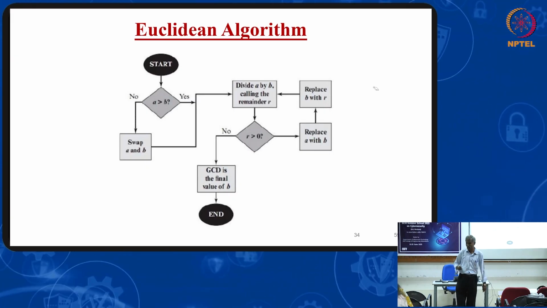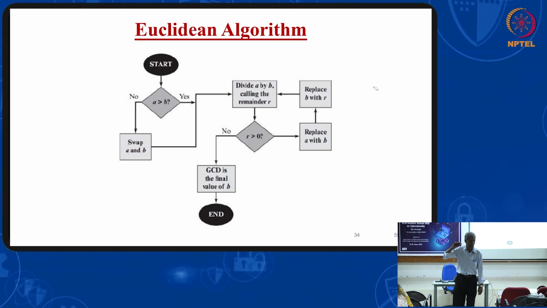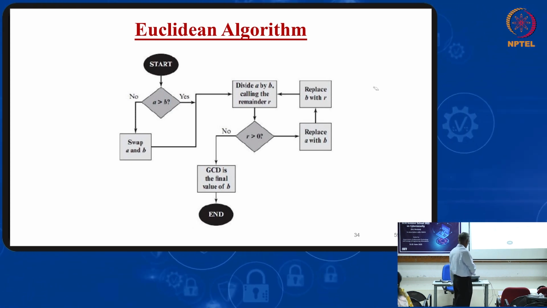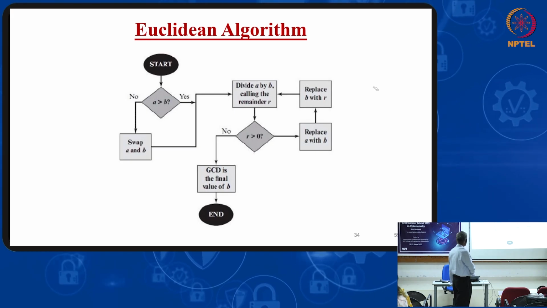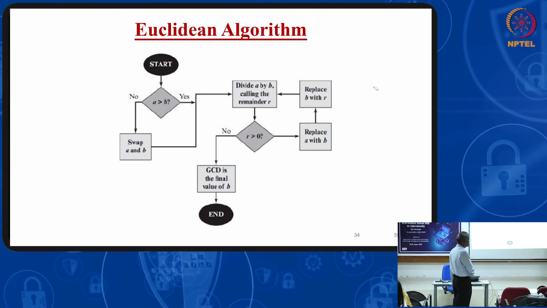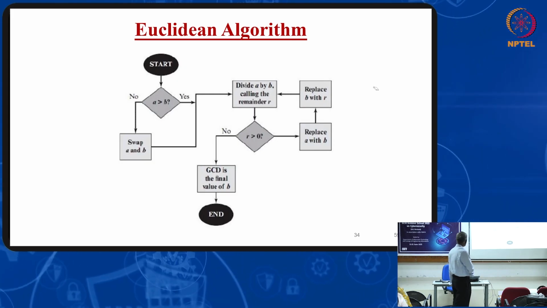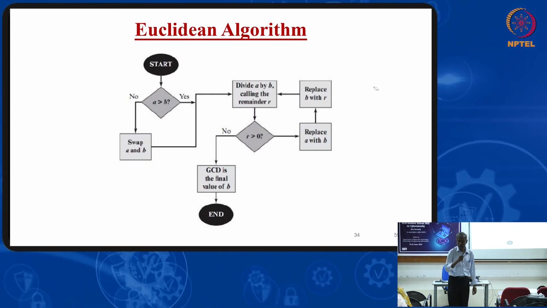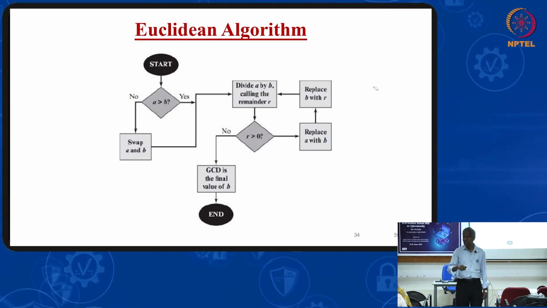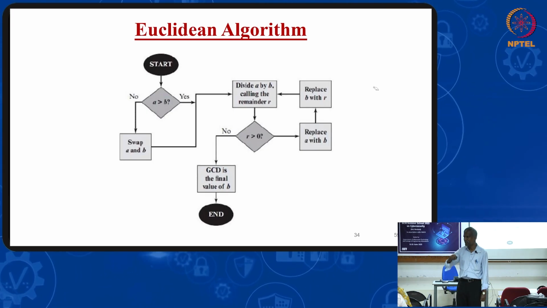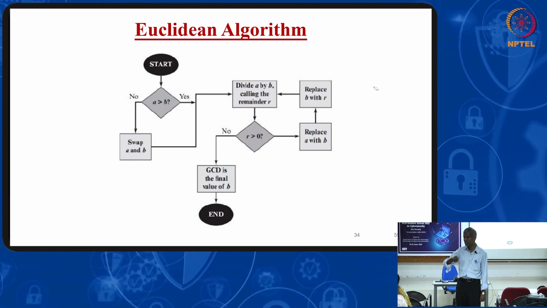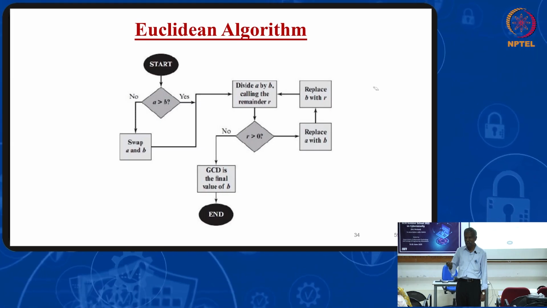It is one form of Euclidean algorithm. I told using subtraction, now using division. First you check if A is greater than B. Yes means divide A by B. If A is not greater, swap A and B. You have to divide the greater number with the smaller number. After that you do the division.